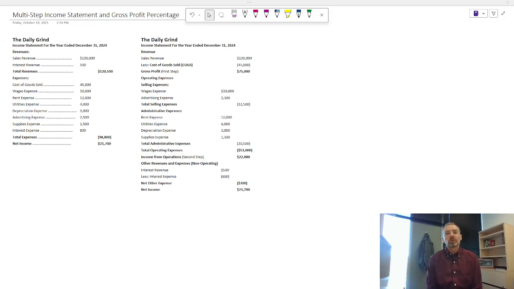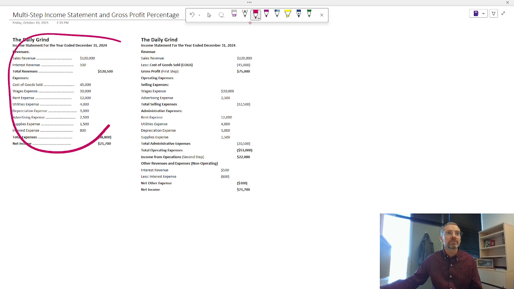Up to this point, we have used what is called a single-step income statement. So in chapters 1 through 4, whenever we put together an income statement, we put revenues at the top and all of our expenses at the bottom. And generally speaking, our expenses were in order from largest to smallest, with the exception of miscellaneous expense, which was always last. And right now, that is an example that I have right here. So that is a single-step income statement.